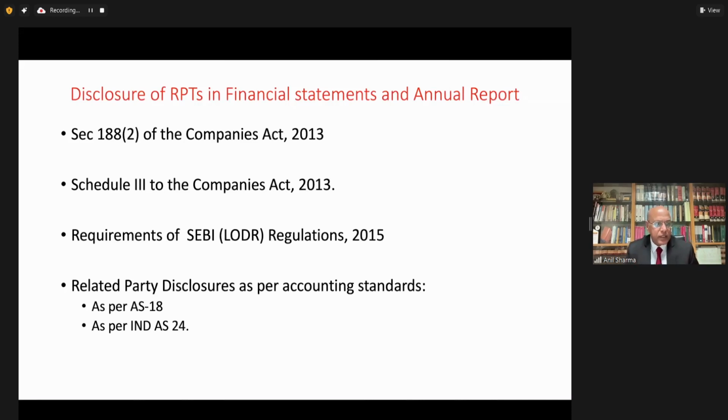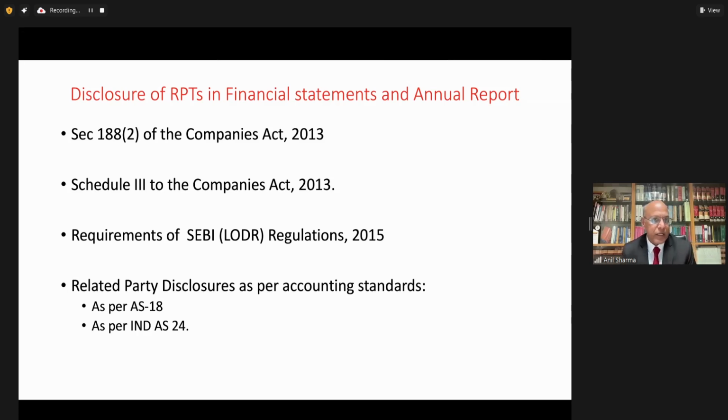Now let's move to the disclosure requirements with regard to related party transactions. Some of the disclosure requirements are with regard to financial statements, and some of them are with regard to the annual report of the company. For that, we have to look at 4 specific areas.